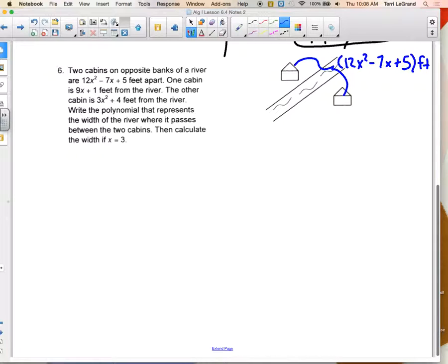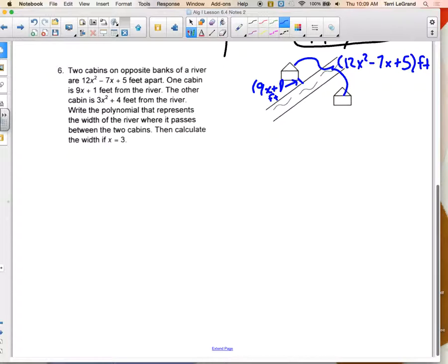And notice we put it in parentheses because we put that label on it, okay? Brendan, what's next? What do we want to talk about next then? After we know that they're that far apart, what else did they tell us? Now, one of the cabins is 9x plus 1 feet from the river. Okay, so we could say this one right here is, I'm going to use an arrow there, it is 9x plus 1 feet. That's its distance from the river.